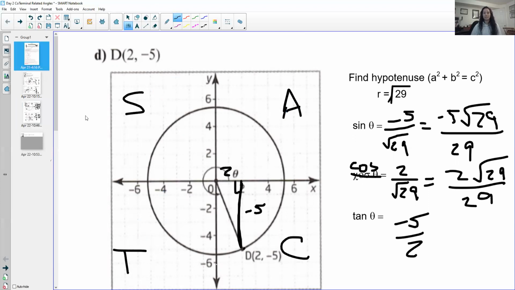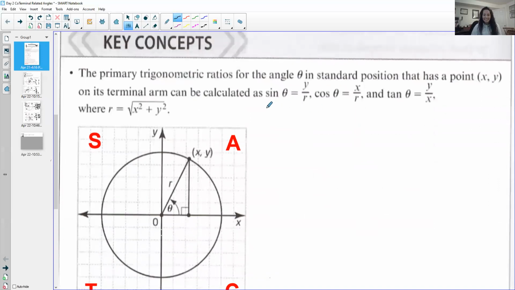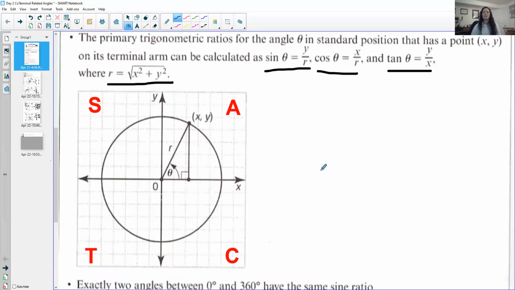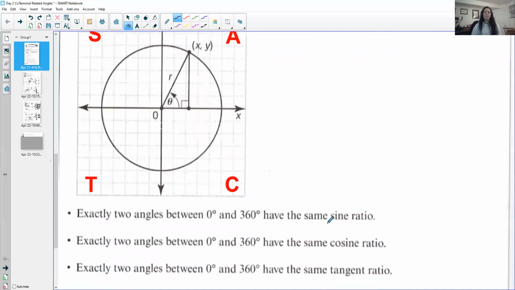So let's go back to our very first slide. Basically, what you need to get out of this section is that sine is equal to the y value over the radius, cos is the x value over the radius, and tan is y over x. You can find the radius using Pythagorean's theorem. That's all that is. And when you do it, all of your values are positive in the first quadrant. Only sine is positive in your second. Only tan is positive in the third, and only cos is positive in the fourth quadrant. That's what this is saying.